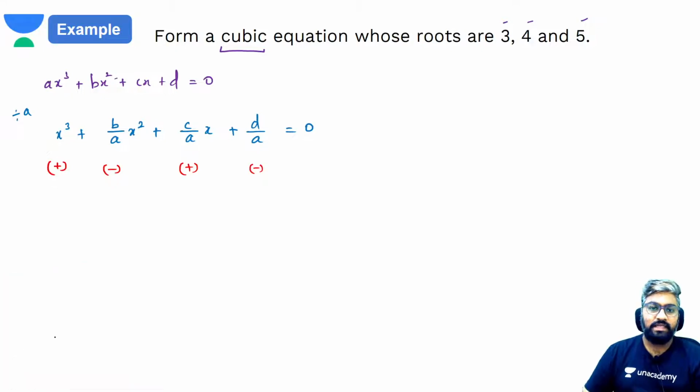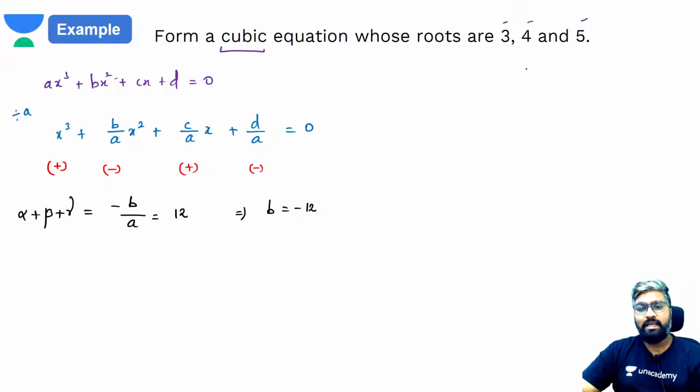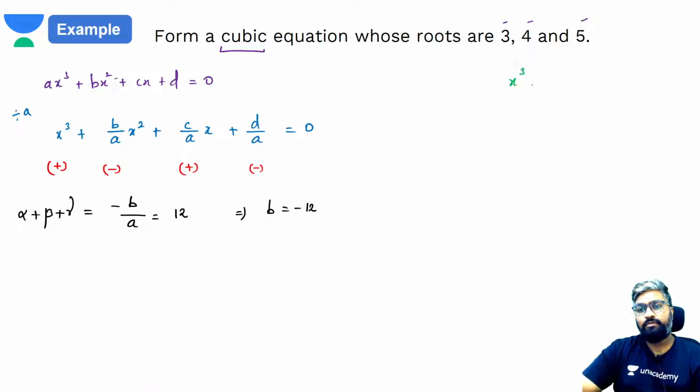Now what do we do? Go for each of these terms, right? So sum of all the roots, alpha plus beta plus gamma, is going to be minus b by a, which is how much? 3 plus 4 plus 5, which is 12, correct? Minus b by a is 12, therefore b will be minus 12. Yes, so how will our equation look like? Look, x cube minus 12x square.